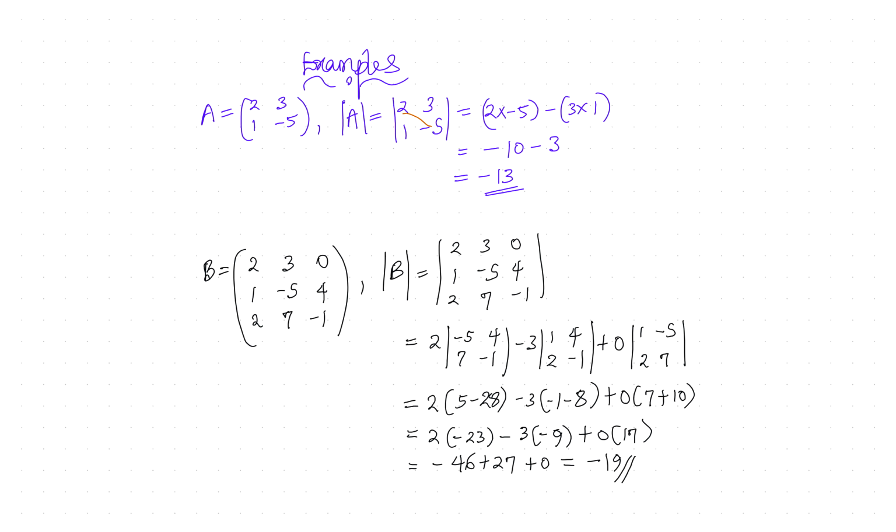That's 2 times minus 5 is minus 10. 3 times 1 is 3. So minus 10 minus 3, that's minus 13. That'll be the determinant for that matrix.